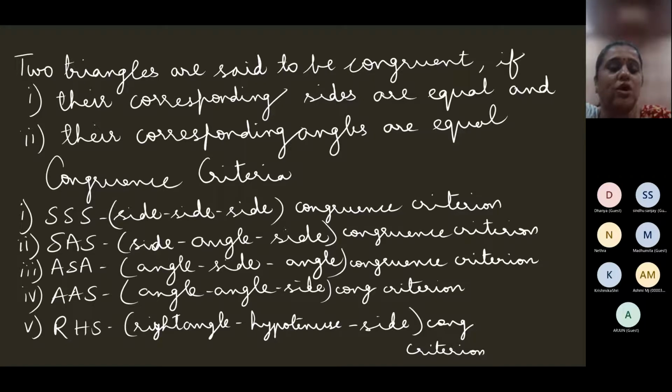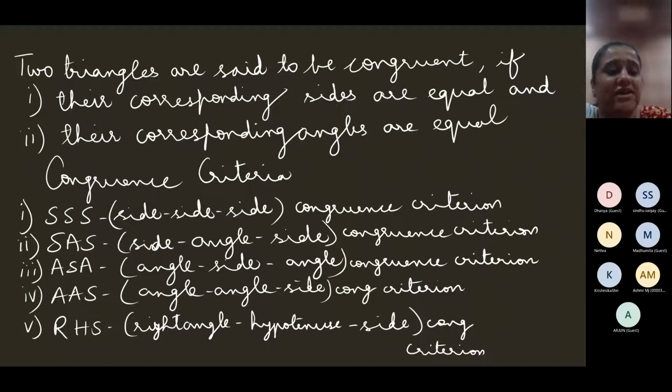Identical. Okay. So now to show that two triangles are congruent, to make your task easier, we have something called the congruence criteria. We have 5 congruence criteria. They are SSS, SAS, ASA, AAS, RHS. SSS is side, side, side. SAS, side, angle, side. ASA, angle, side, angle. AAS, angle, angle, side. RHS, right angle, hypotenuse, side.